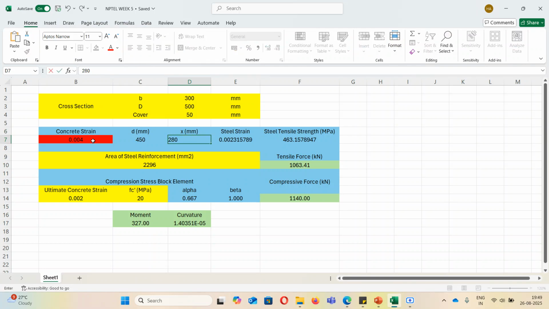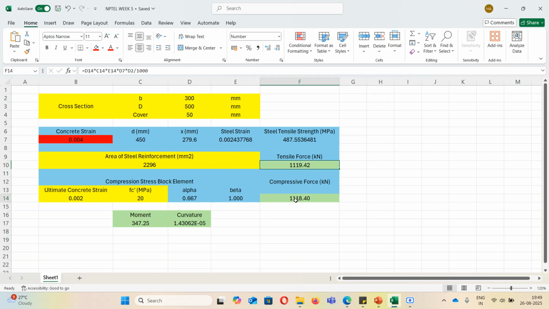I will take a mid value, 280. 280, again it is very close, 279. So it will be something between 280 and 279. So in this way, upon iteration you can find 279.6. So you can see now we are very close. Tensile force and compression force are very close to each other. So this is my depth of neutral axis. So just within a few seconds you can do iteration and you can solve the question.